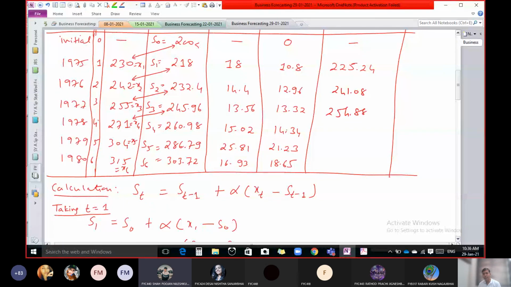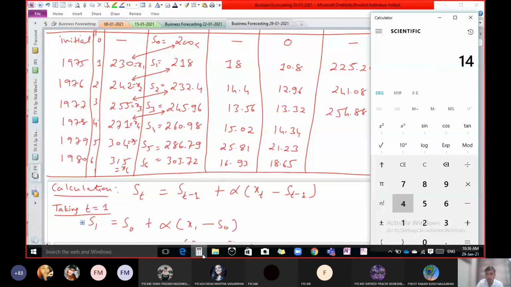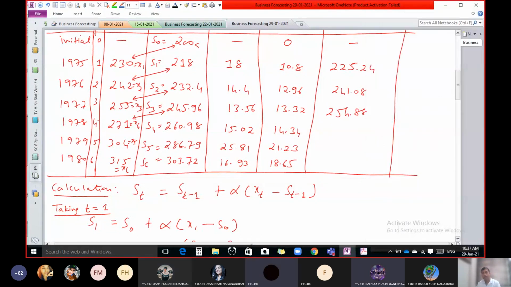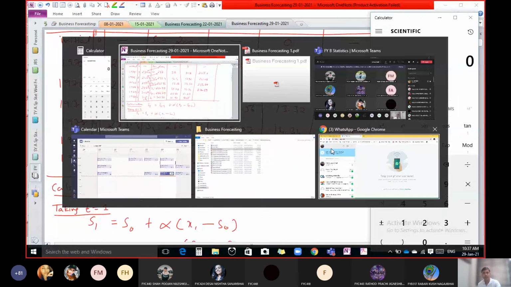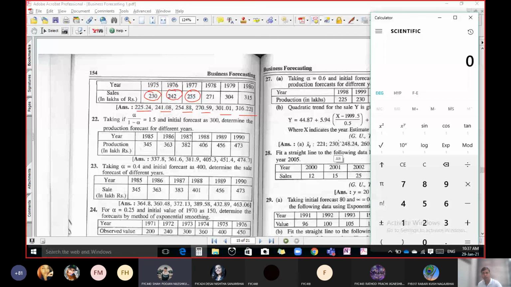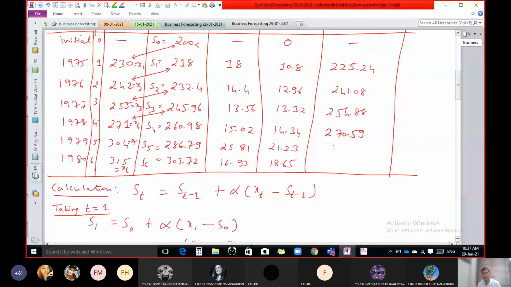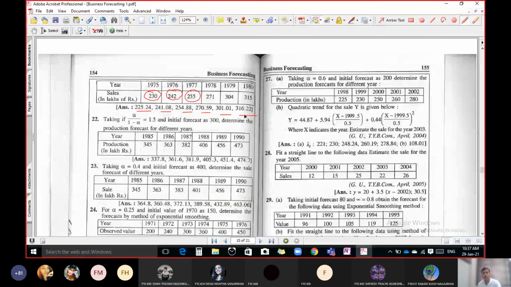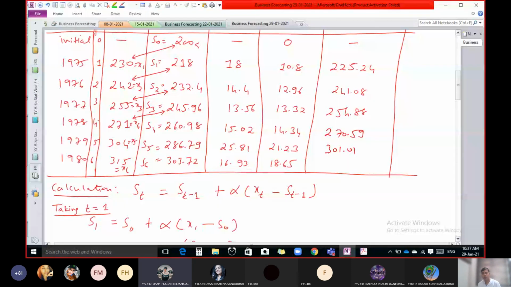Now multiply 14.34 by 0.67 and add. You get 270.59. In that way, you can calculate the remaining two also. Be fast. You get 301.01. Check it. And the last one should be 316.22.